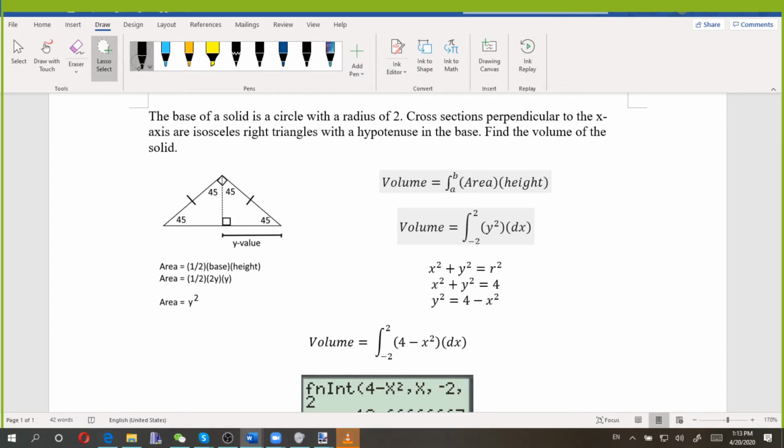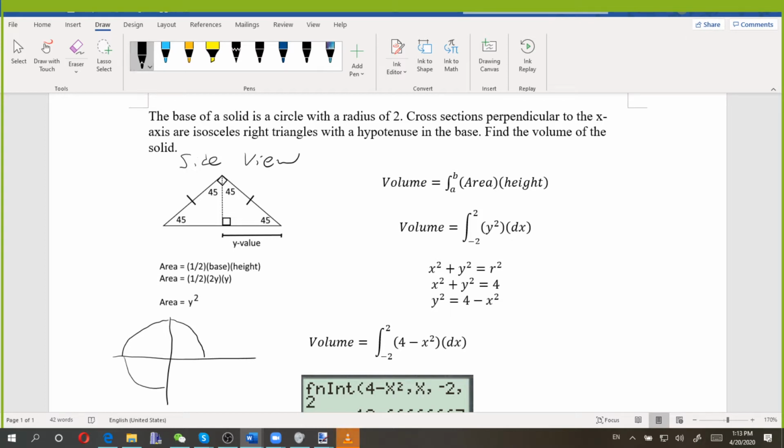So if this is my side view, I'm stacking a bunch of isosceles right triangles. Isosceles right means I have this 90-degree angle here at the top, on top of each other. If I was going to graph it from the top-down view, it would look like this. So we have a circle with a radius of 2. Redraw that just a little bit. A circle with a radius of 2.